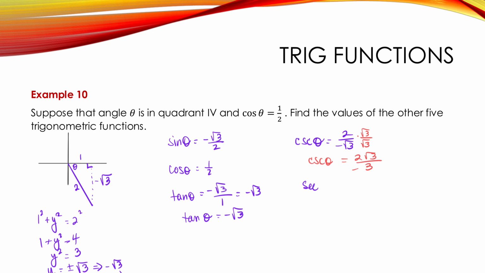1 over cosine is secant, which means I have 1 over 1/2, which is 2 over 1, or 2. So secant theta is 2. And cotangent of theta, well, tangent was negative root 3 over 1, so its reciprocal will be the cotangent, which would be 1 over negative root 3. And one more time, rationalizing that denominator with the root 3. So we end up with the cotangent of theta being root 3 over negative 3.